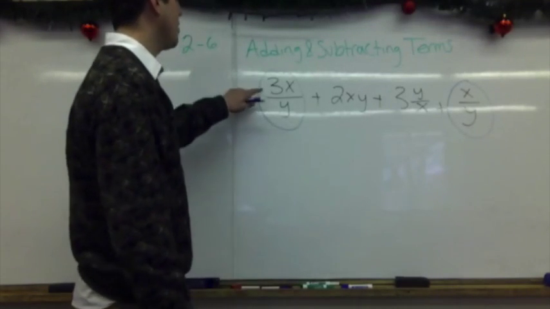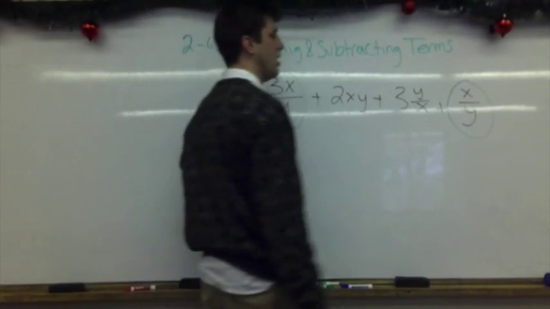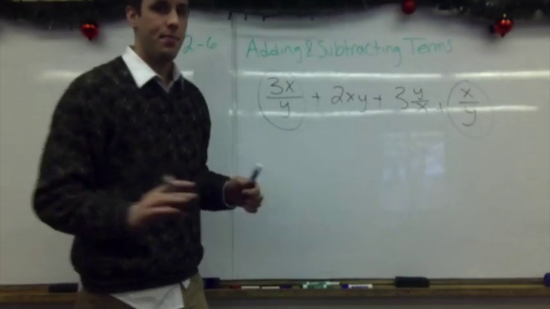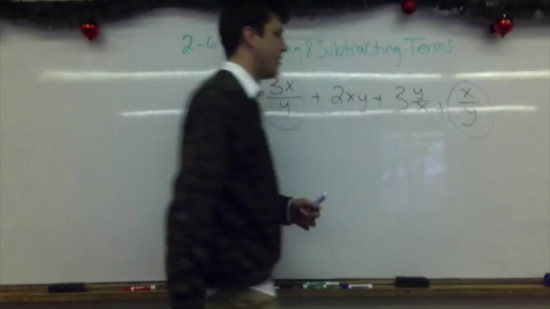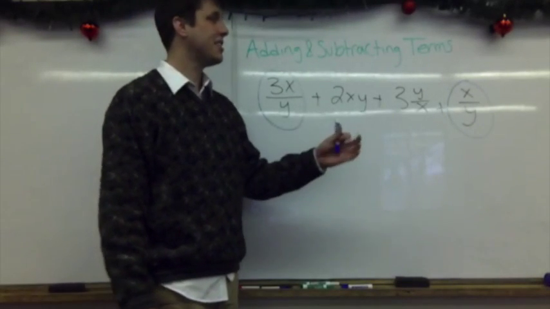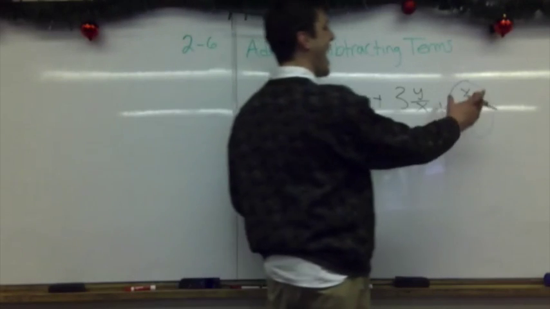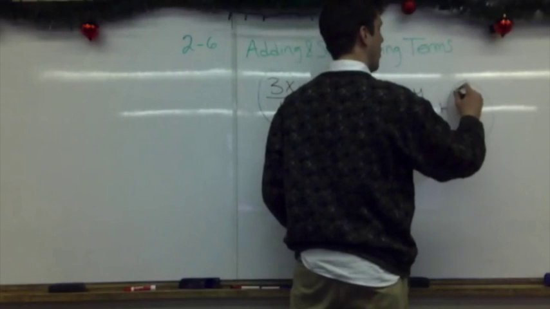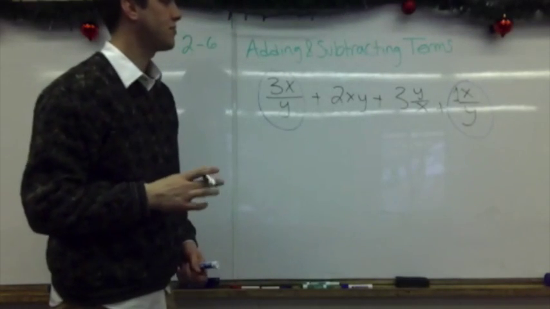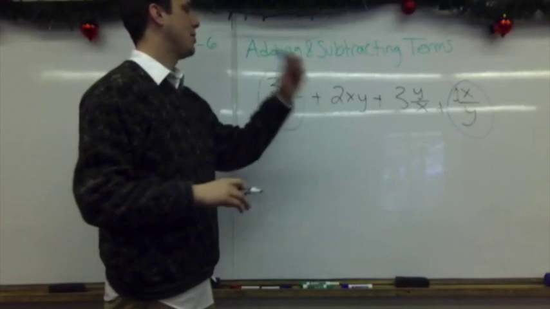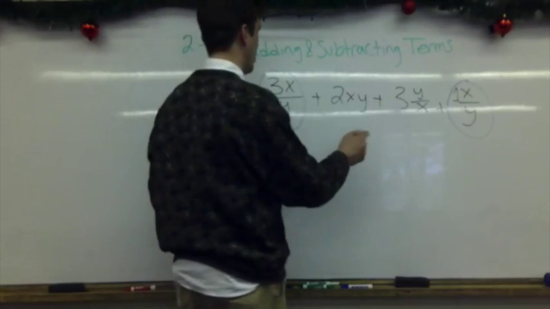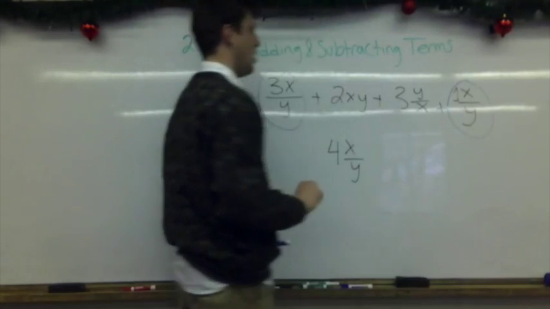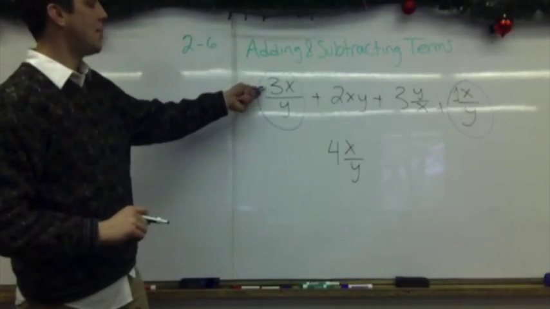Now the question is, how do you combine 3x over y and just x over y? Whenever you have any variable that doesn't have a number in front of it, what that is saying is that it is an assumed 1. There's an x over y here. 1 x over y. So you can actually write a 1 in front of it if that helps. So we have 3x over y plus 1x over y, which is going to equal 4x over y.